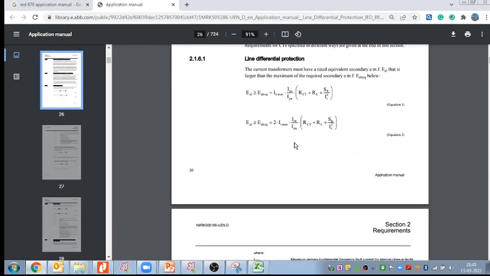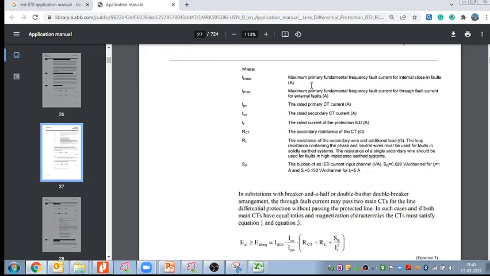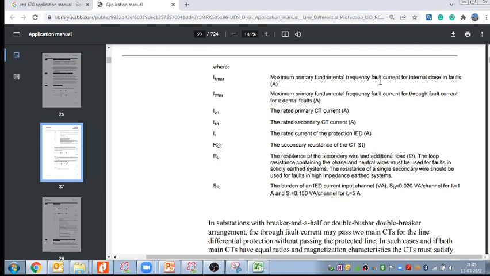Here Ikmax is the maximum fundamental frequency fault current for the internal close-in fault A. So Ikmax value given is that Ikmax is what? Maximum primary fundamental frequency fault current for internal close-in fault A. So it means maximum fault current for the close-in fault. Close-in fault means a fault within the substation, we can say, right? And that is the close fault near the CT. Am I correct or not?